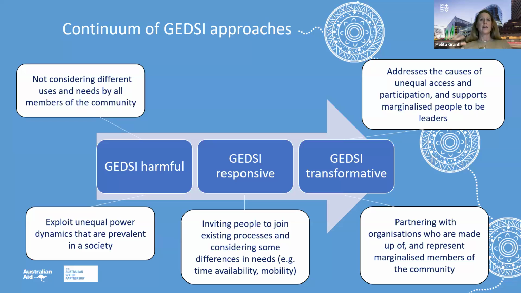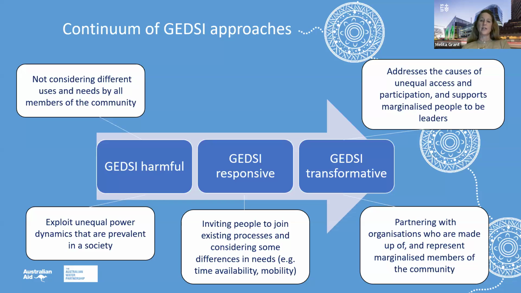And then at the transformative end, we're starting to really think about how can our water projects not just be inclusive and include different voices, but help shift the dynamics in society. And Steve talked a lot about social constructs. So that's where we start to unpack, well, what are the social constructs that are governing some of those natural resource management decisions and water management decisions? And how can our projects and programs be of benefit to those who are usually marginalized, not just include them, but genuinely start to shift power dynamics.